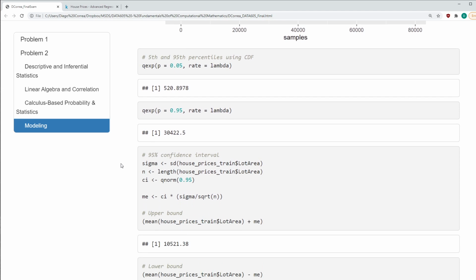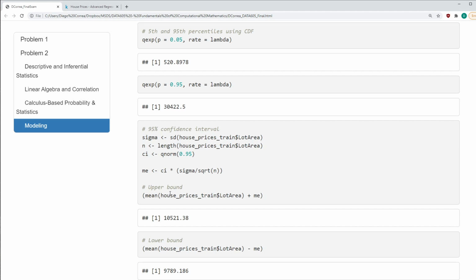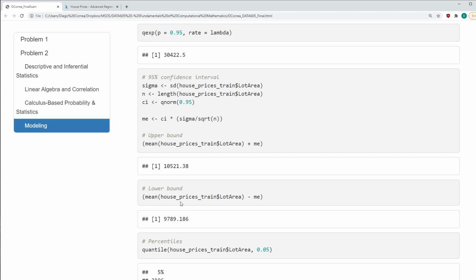So next is the 95% confidence interval. I calculate the margin of error, getting the sigma of lot area, the observations, the z-score, put that in a formula, then I get the upper bound by getting the mean of lot area plus the margin of error, and then the lower bound by subtracting the margin of error. And then we can say we have a 95% confidence that the population's mean is between 9,789 and 10,521.